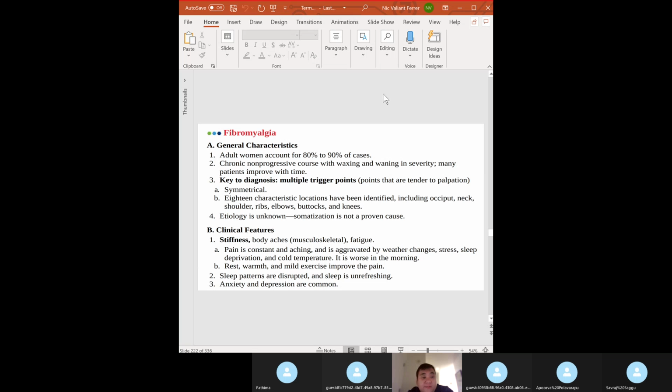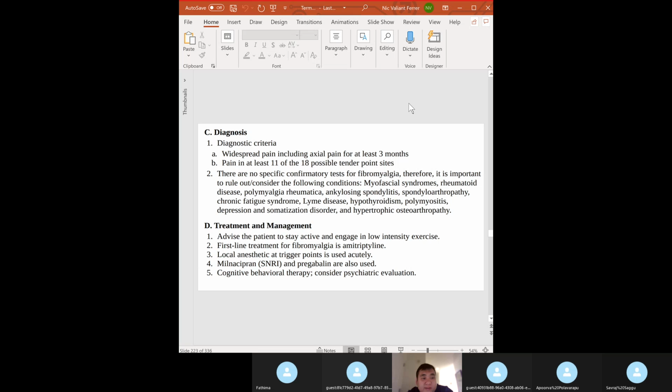What's the clinical feature? Stiffness and body aches. Right? How are we going to diagnose them? Widespread pain, including axial pain. Pain in at least 11 of the 18 possible tender sites. There are no specific confirmatory tests for fibromyalgia. What's the treatment? Amitriptyline, high yield. That's the first line treatment.